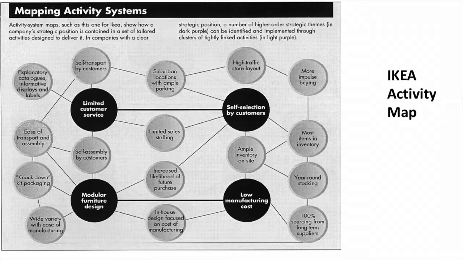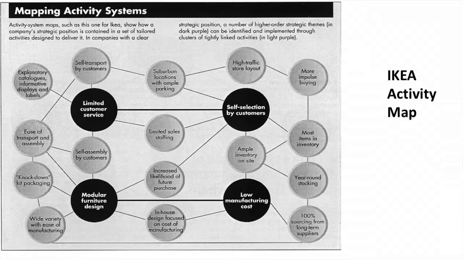Modular furniture design, the stuff comes apart so you can put it together. That lowers cost as well, because basically we supply the labor rather than IKEA supplying labor, which is expensive. To assemble furniture, we do it. Self-selection by customers, we pick what we want. We do that ourselves. Some advantages to that. And then very low manufacturing cost. Those are the 4 key value creating features.